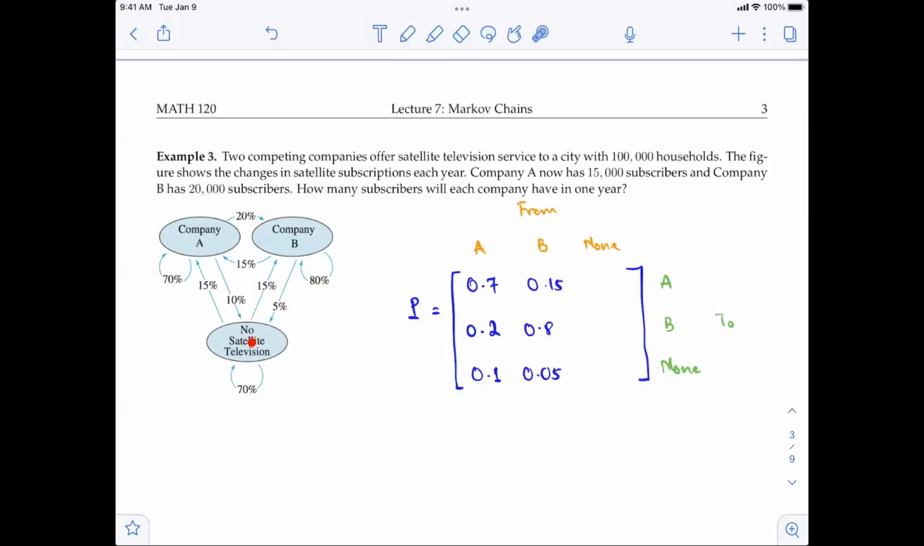And someone who is not using satellite television at all may choose to use company A, and there is a 15% chance that may happen. So 0.15, they can switch to company B, and there is a 15% chance as well. Or they can decide, okay, I don't want any satellite for another year and see what happens. So there is a 70% chance that could happen.